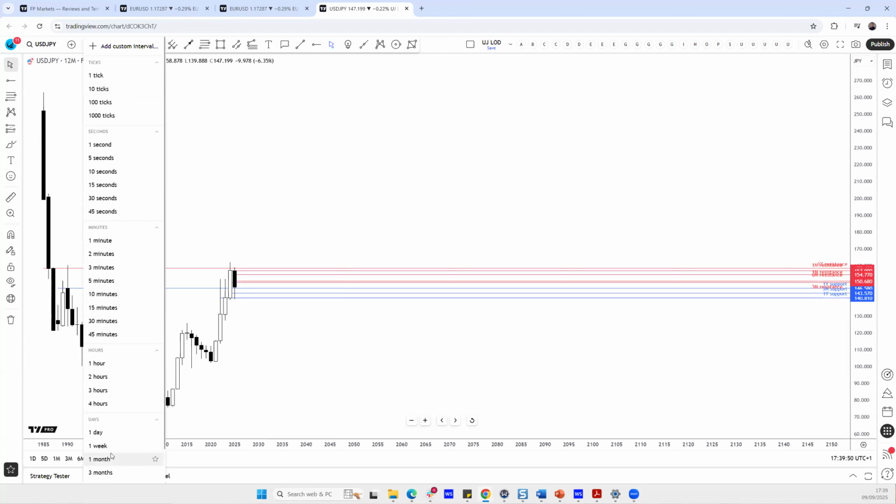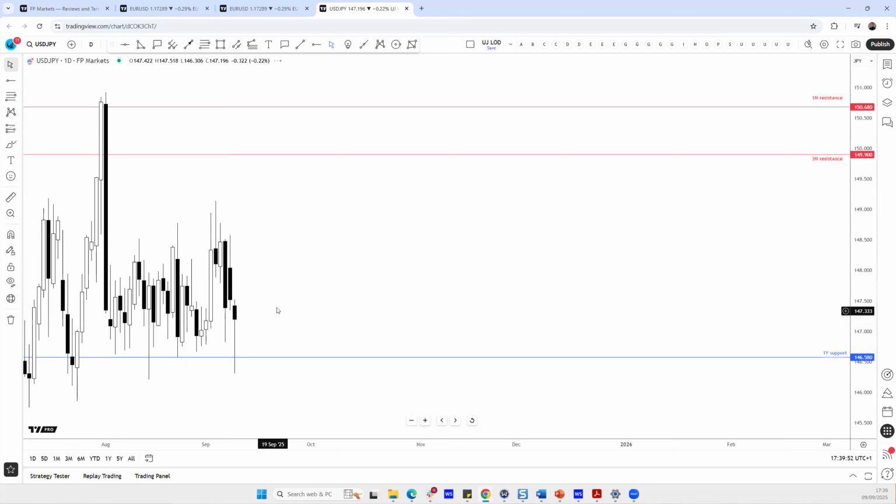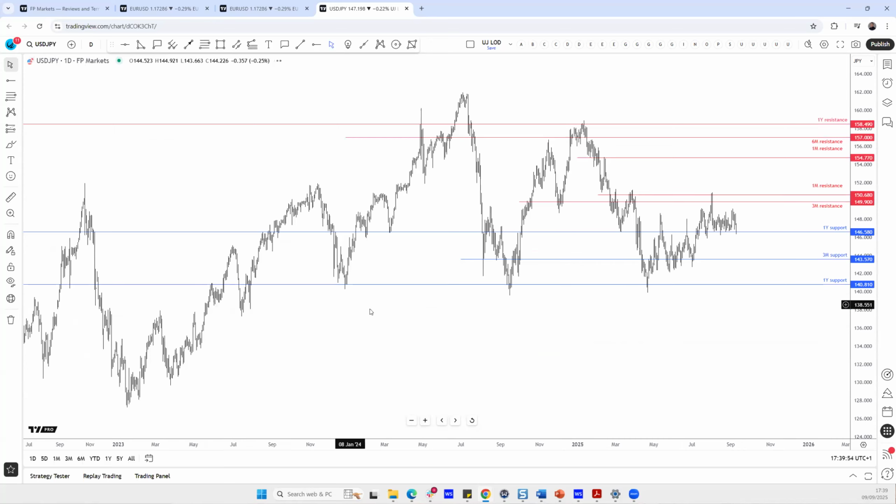But look, if we go to say the daily time frame again, that 1-year support all the way back from the beginning of 2024 here. So we took this level. Look at that reaction. Boom, rebound to the upside. Boom, rebound to the upside. Just off a 1-year support. There's nothing else there really.